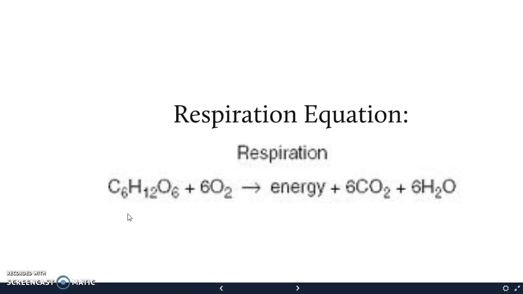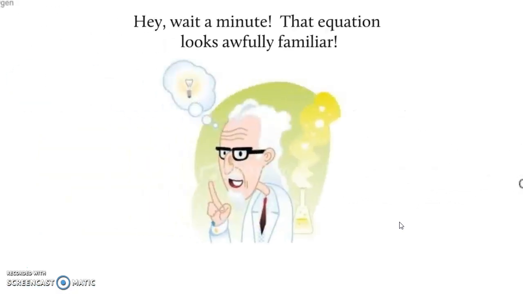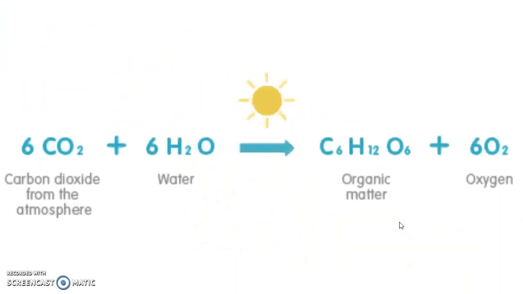We've got C6H12O6 plus 6O2 yields energy released for the cell to use, plus 6CO2 plus 6H2O. And hopefully this does look somewhat familiar to you. When you look at those components, those raw materials and those products of that chemical equation, it might bring you back to this.